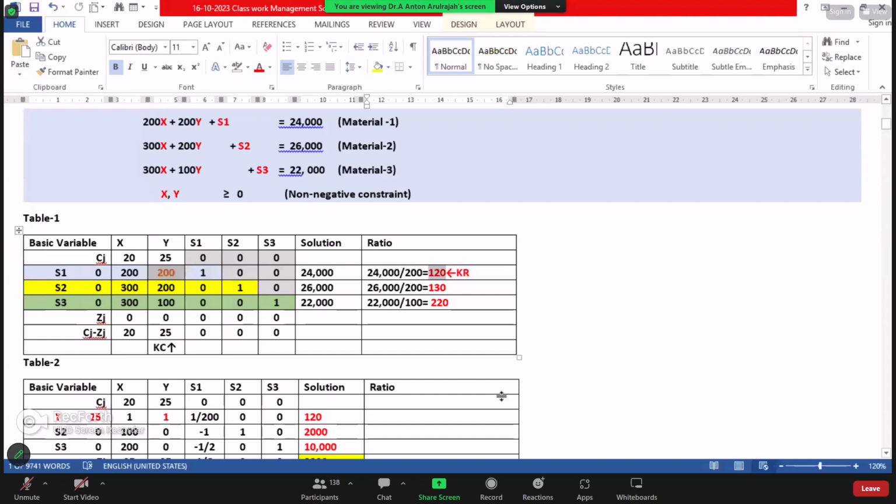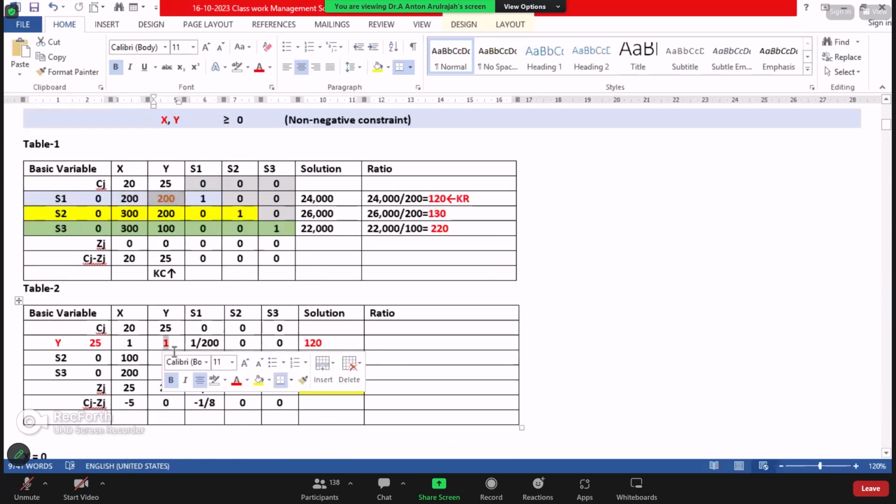So we select the smallest positive value row-wise and the largest positive value column-wise, and where these two intersect, that is the key value or pivotal value. The terminology is also known to people. So the key value means we are going to produce that product. So that's why we make this a one in the next table.